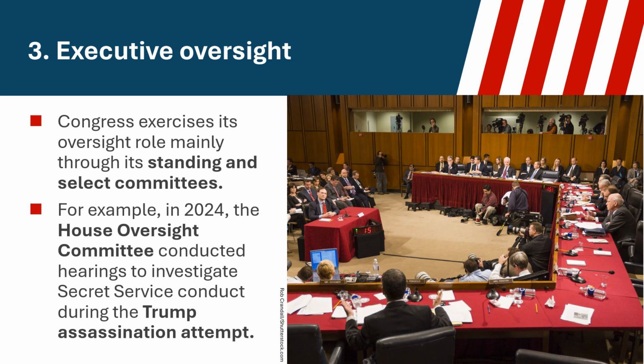Thirdly, Congress has responsibility for oversight of the executive. Congress exercises its oversight role mainly through its standing and select committees. The committees will investigate matters related to their policy speciality and question members of the executive. For example, in 2024, the House Oversight Committee conducted hearings to investigate Secret Service conduct during the Trump assassination attempt. Congressional oversight powers and their effectiveness will be covered in a later lesson.